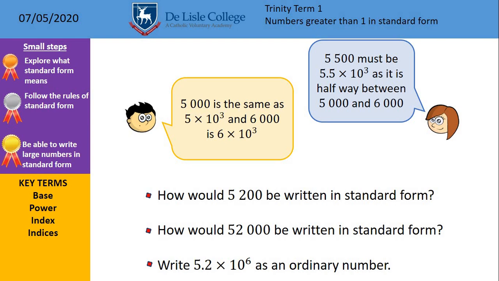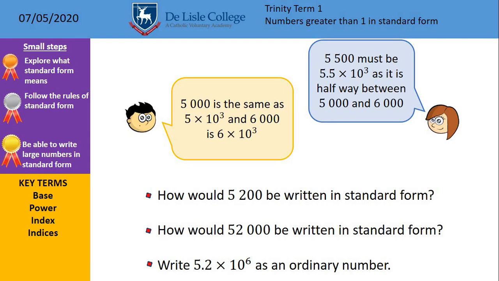These two appear to be nameless. Usually we get names for these, but either way, we've got 2 pupils here who have put up some suggestions. So what looks like the boy has suggested is 5,000 is the same as 5 times 10 to the 3, and 6,000 is 6 times 10 to the 3.